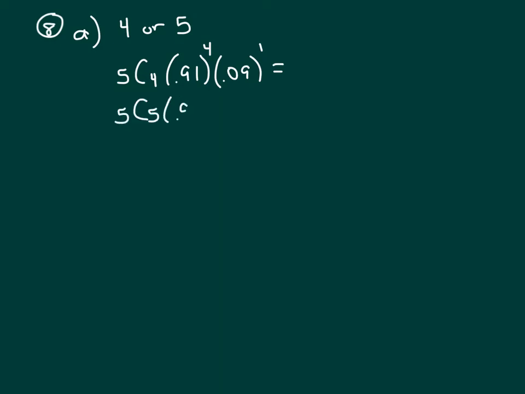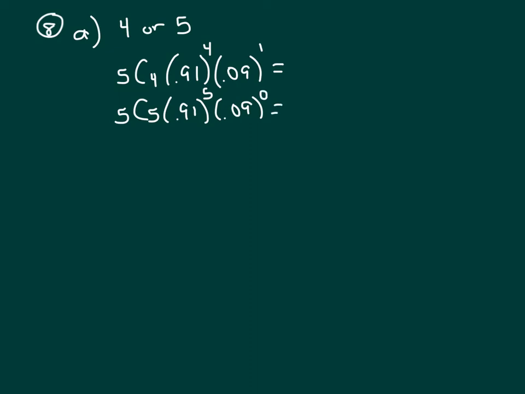The numbers in the parentheses are going to stay the same, but this time the exponent on our first parenthesis will be a 5, because again, that's the number to the right of the C. And then in our second parenthesis, it's going to be 5 minus 5, which is 0. All right, they do want your final answer to the nearest tenth.